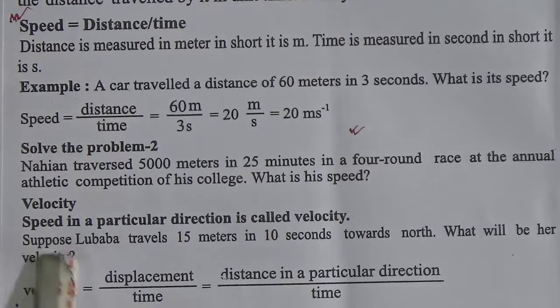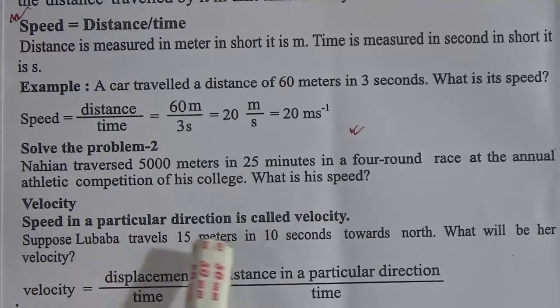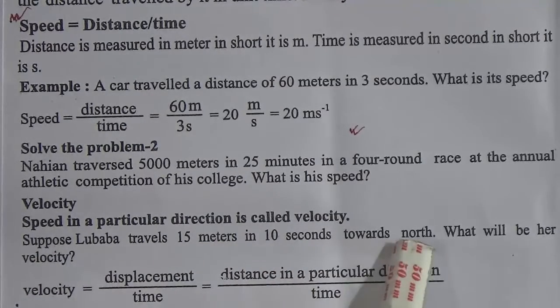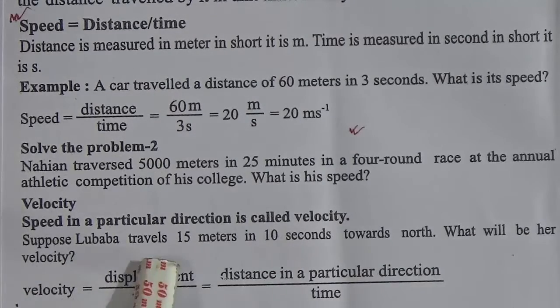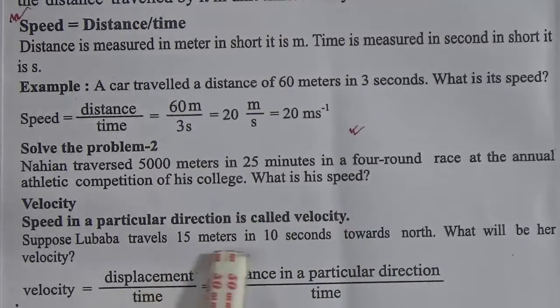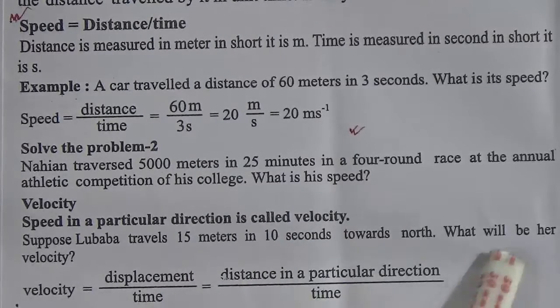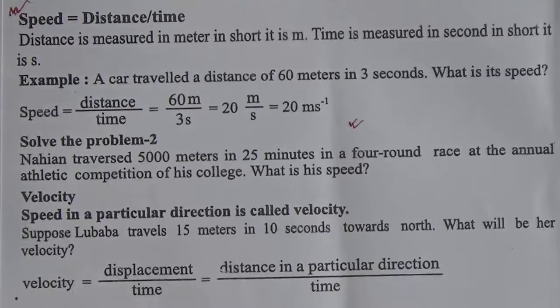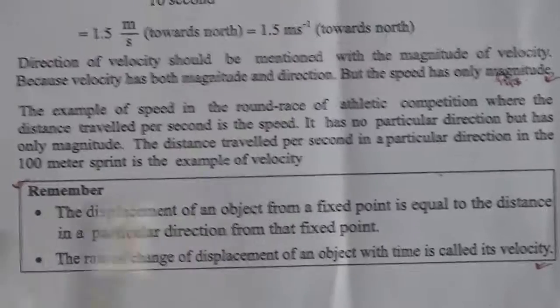Now velocity. How can we find out the velocity? For finding out the velocity, we need to follow a formula. Suppose Lubaba travels 15 meter in 10 seconds towards north. What will be her velocity? Velocity equals displacement by time, which is distance in a particular direction and time. She goes 15 meter towards north in 10 seconds, which equals 1.5 meter per second.